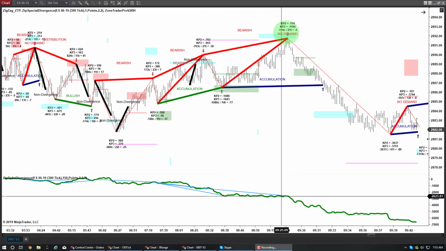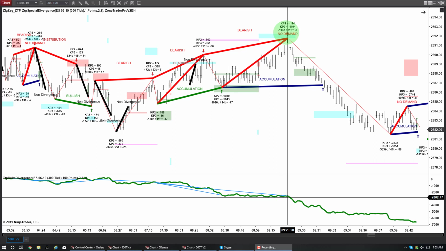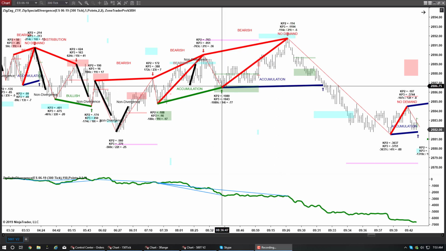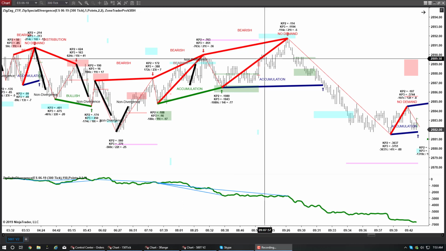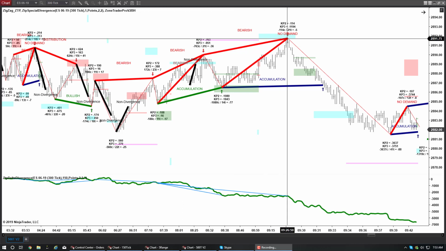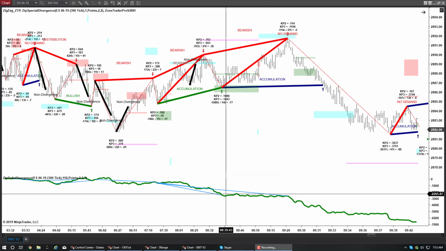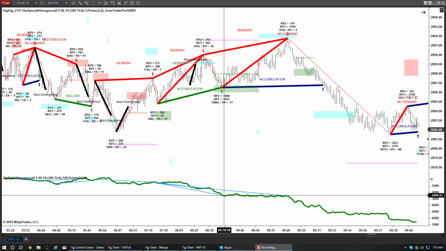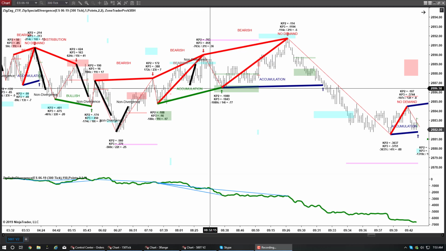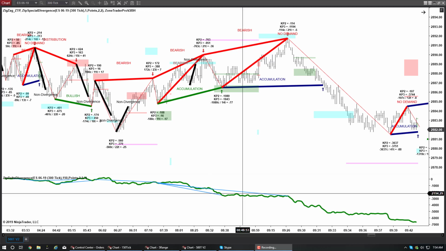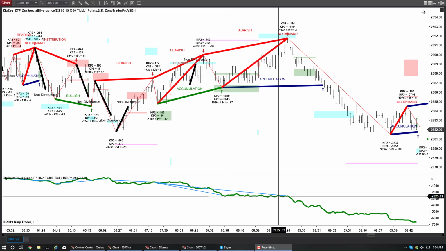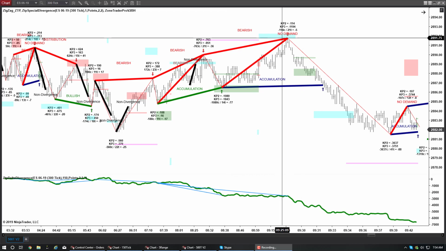If this was a true accumulation, you would have seen the buying support from the large lot traders as we went higher. But because it was not, and what they were doing is they were getting better prices, what you see is a continual sell-off in the large lot traders, giving us not one but two different divergence signals at this point.